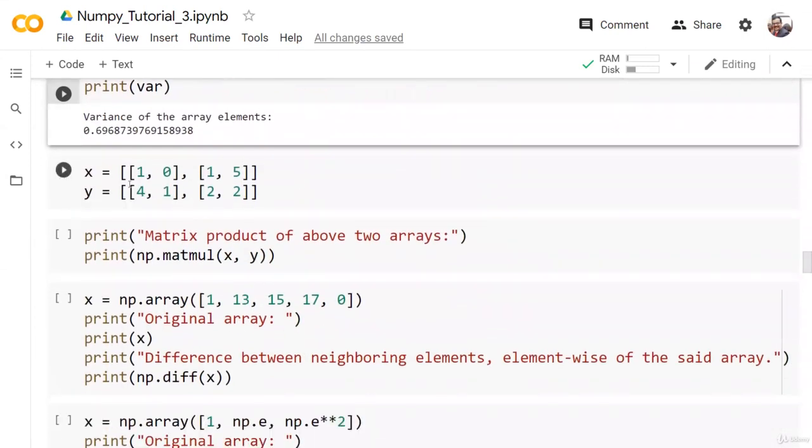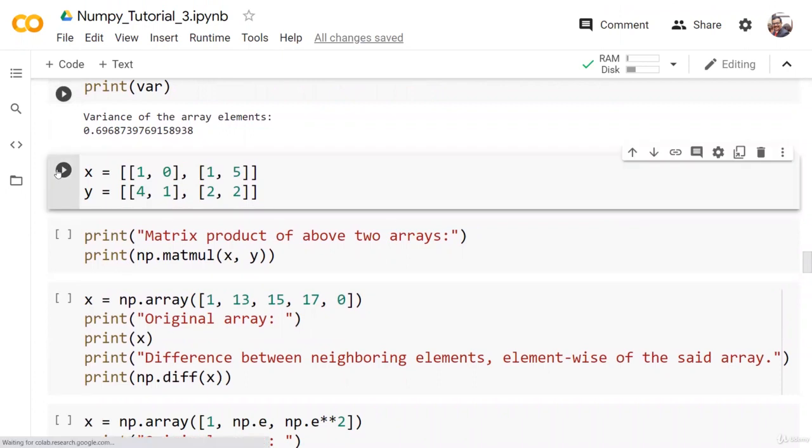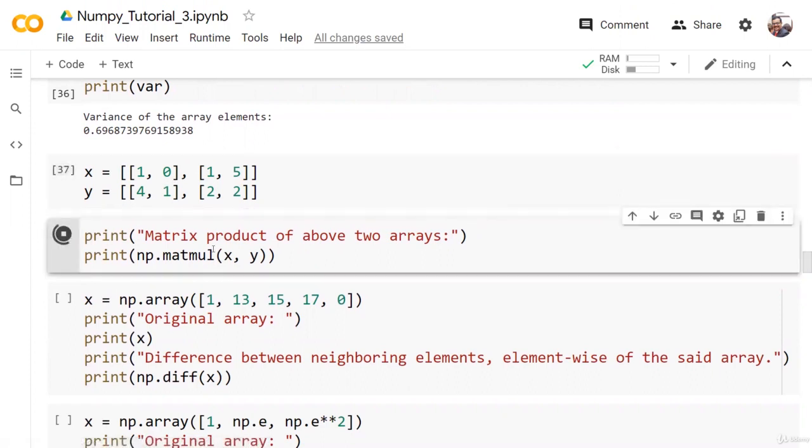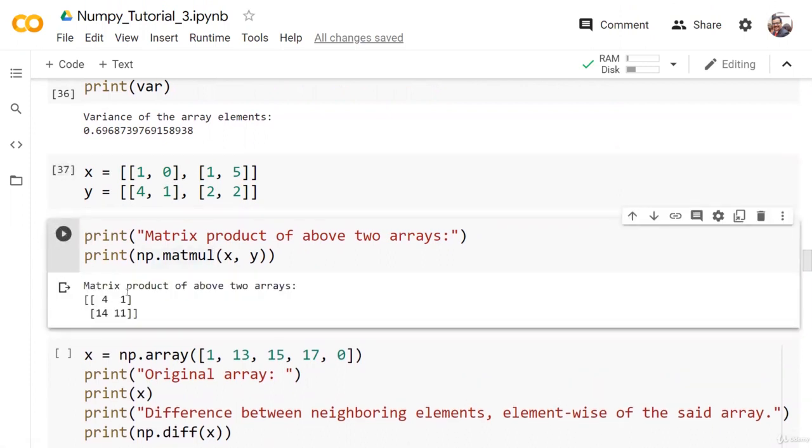Suppose you have a matrix like this. This is not an array, this is a matrix. You can see there's nothing written, brackets are given. So it's a 2 into 2 array, sorry, 2 into 2 matrix. You can just multiply 2 matrices like this.